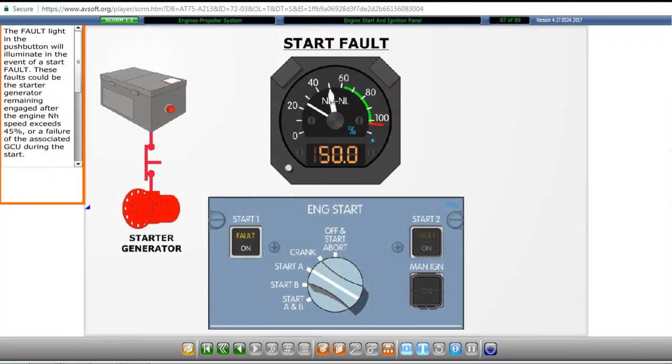The fault light in the push button will illuminate in the event of a start fault. These faults could be the starter generator remaining engaged after the engine NH speed exceeds 45%, or a failure of the associated GCU during the start. If the fault light for the right engine illuminates, this could also be due to the propeller brake being on while the gust lock is not engaged.